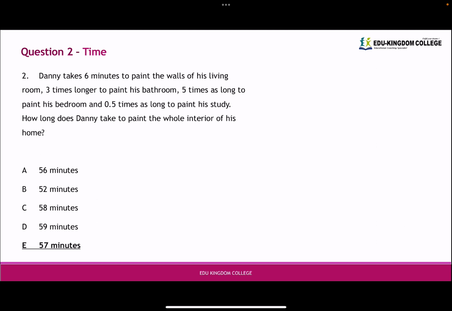Question 2. Danny takes 6 minutes to paint the walls of his living room. So I'll call that L, 6 minutes. Bathroom, 3 times longer, so 18 minutes. 5 times as long to paint the bedroom, so make sure you make good representative letters so you don't get mixed up. So 5 times as long, that's 30 minutes. And half as long to paint his study, so that'll be 3 minutes. How long does it take to paint the whole house? So 18 plus 30 is 48, plus 6 is 54, plus 3 is 57.